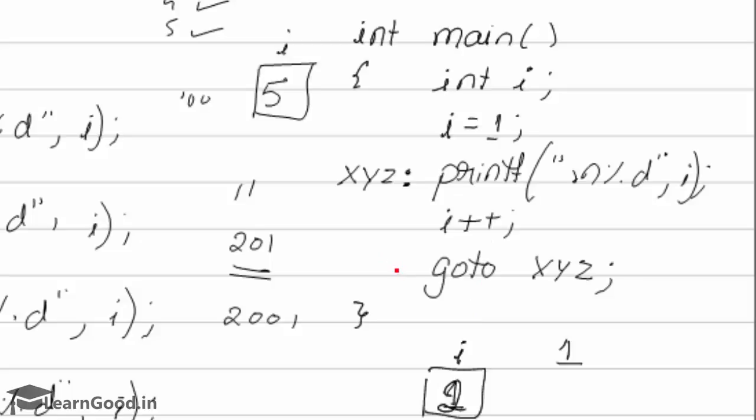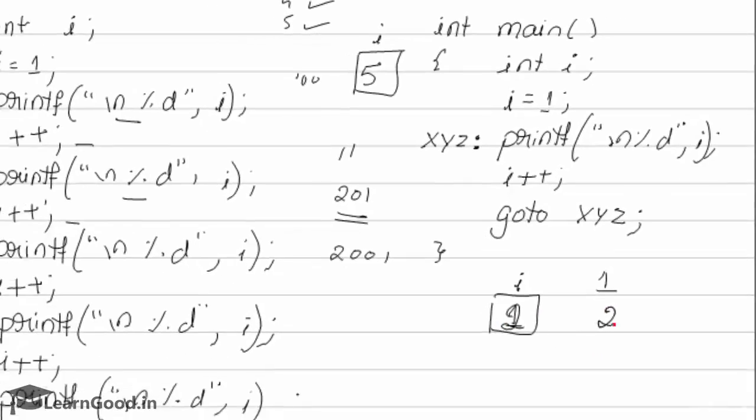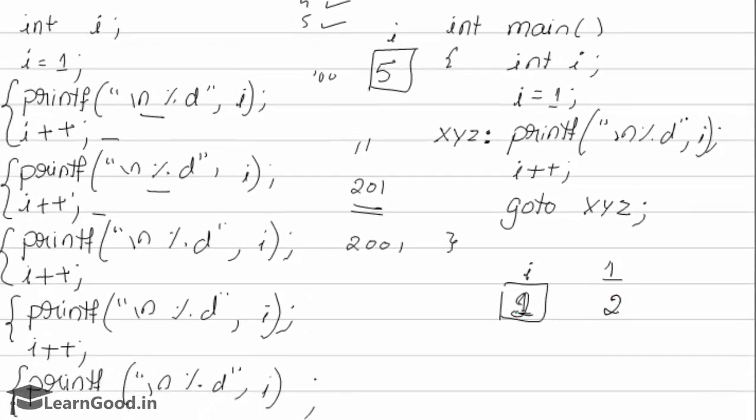And then I said go to XYZ. When I say go to XYZ, it goes to this XYZ line where you have a printf statement. So you have given a printf I, and the I value is at present 2, so 2 is displayed. And then again I plus plus, so I value will now become 3. And then after incrementing, go to XYZ, again it goes back to this XYZ line.